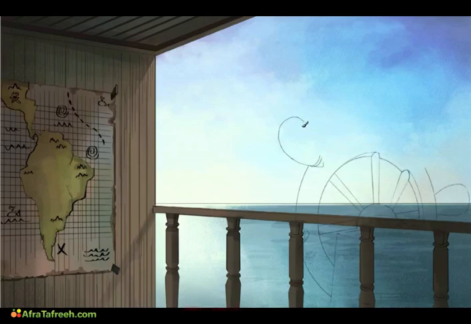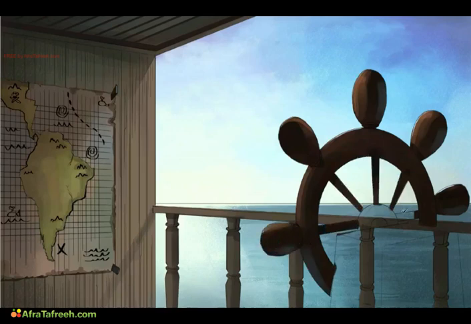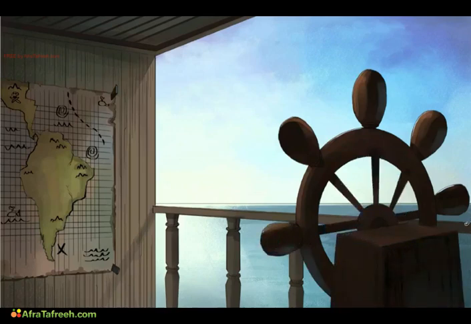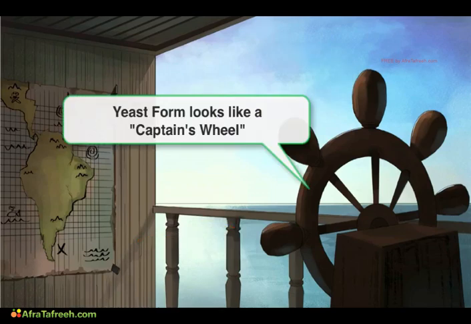And right as we were about to give up altogether, we came up with this, a captain's wheel. So take a look at this captain's wheel and notice how the handles of the wheel are rounded and bulbous shaped. And this is exactly how the yeast form looks like in the lungs.